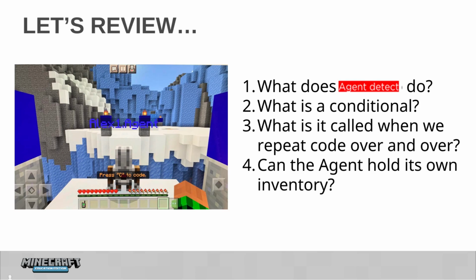Our next question asks about what a conditional is, and this is a statement that tells a program to do different actions depending on whether that condition is true or false. So if there's a block in front of them, and that's true, then maybe we have our agent destroy that block. If not, maybe we have our agent walk forward. So we call that a conditional statement there.